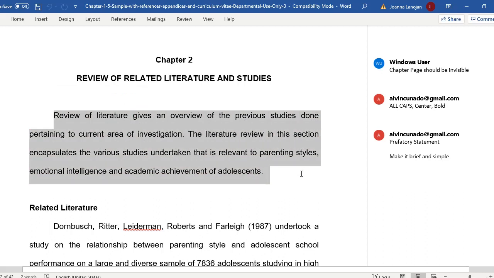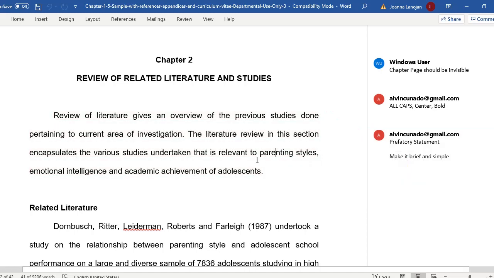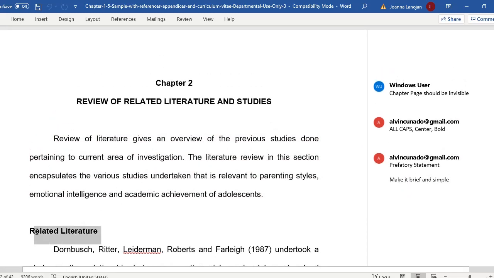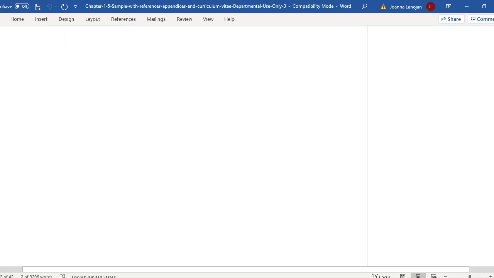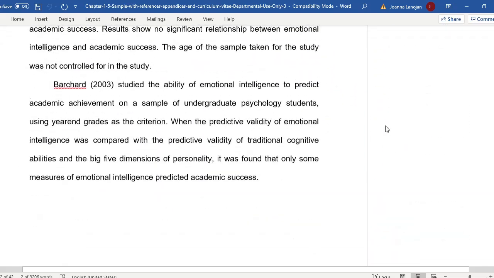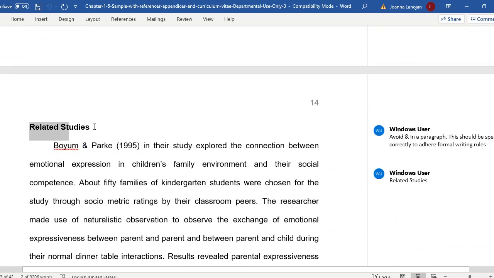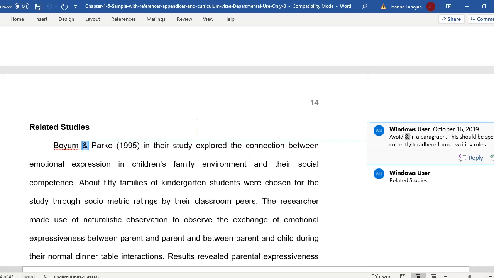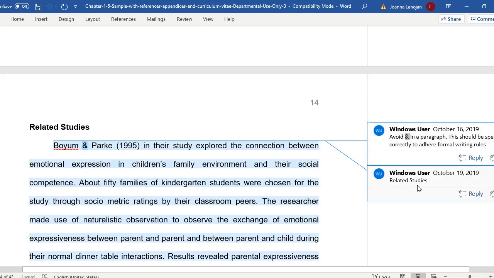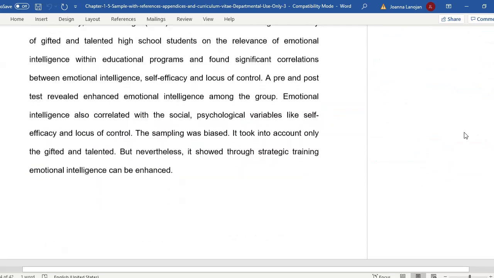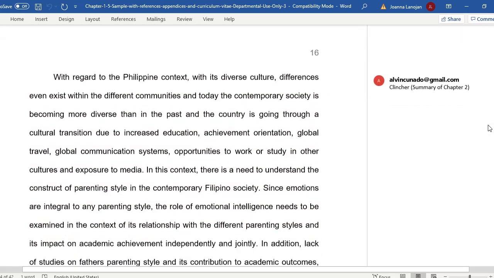Okay, this section encapsulates the various, so that is the example. And then related literature, where you can use 1987 and so on. Then related studies. Avoid using the ampersand, you should write out the word. Related studies reveal that.